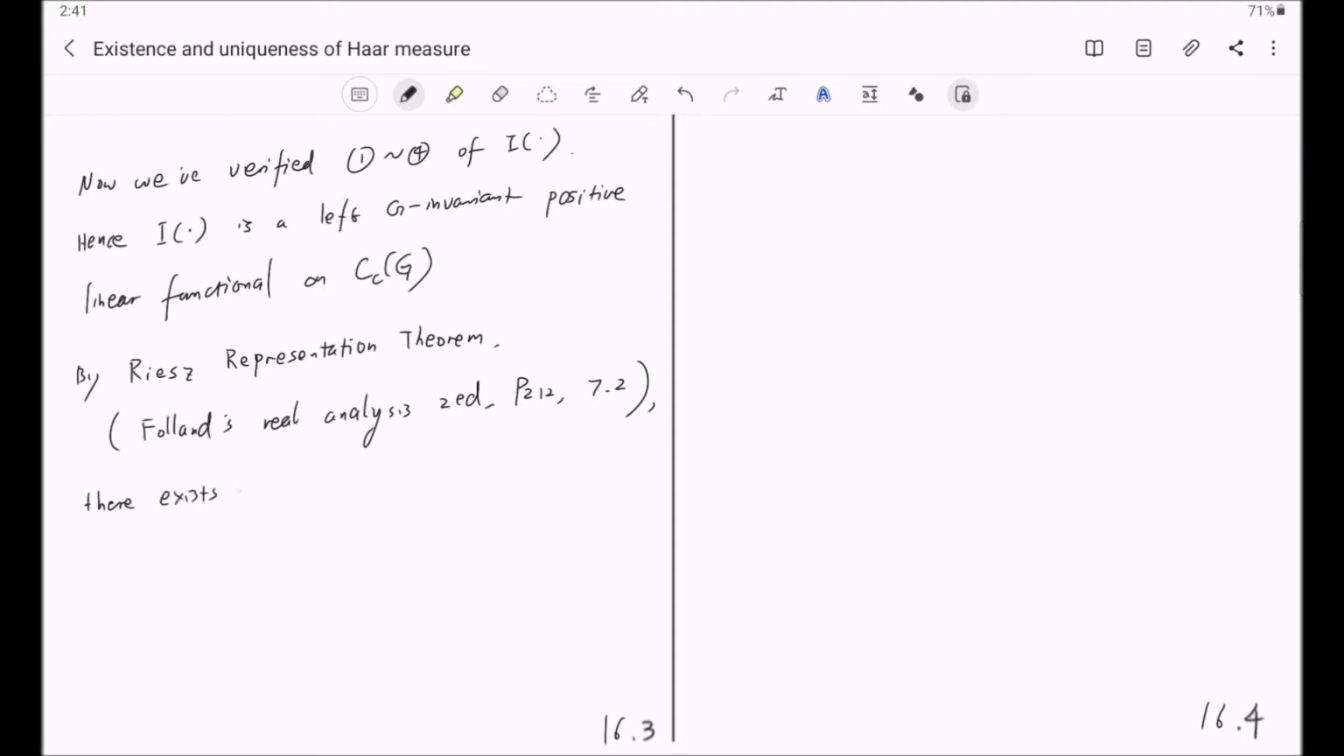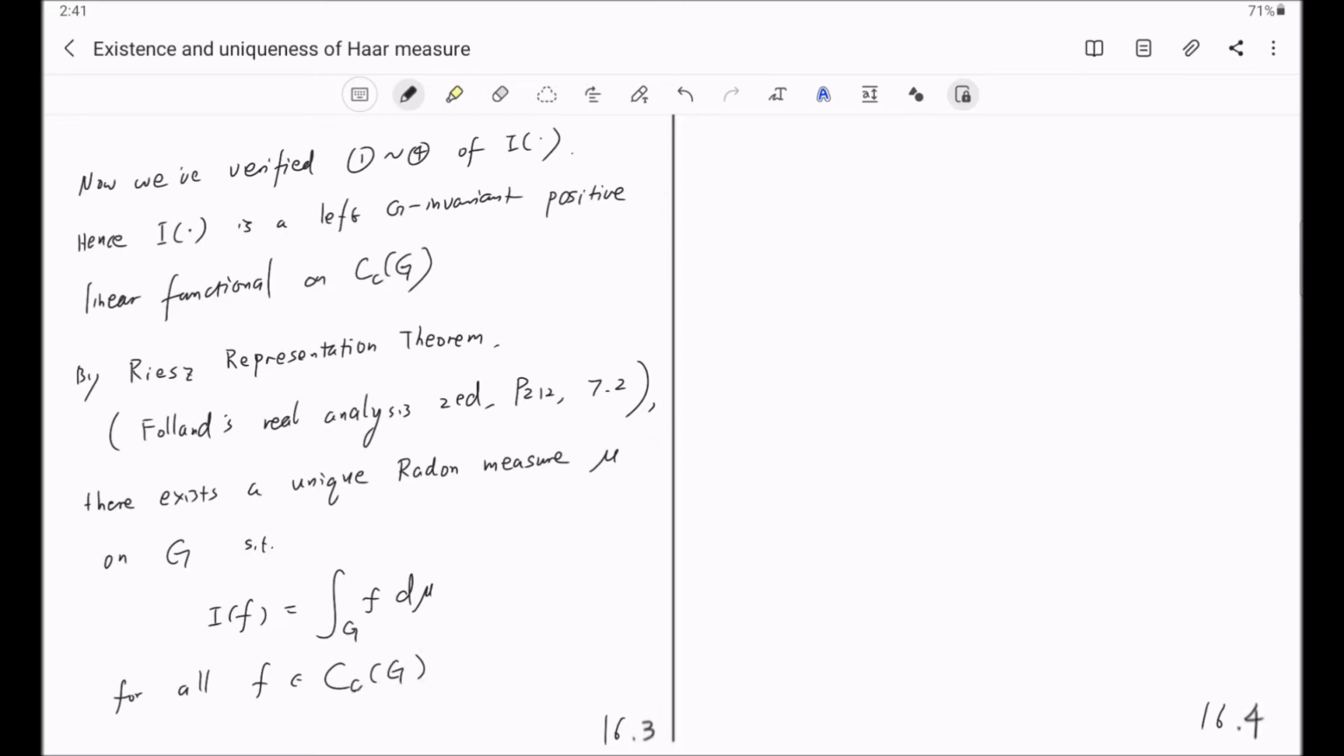There exists a unique Radon measure mu on G such that I of f is equal to the integration of f against the measure mu over G, for all f compactly supported and continuous on G. Another version of the Riesz Representation theorem is about replacing this compact support condition by the vanishing at infinity condition. But the version we are using is this.